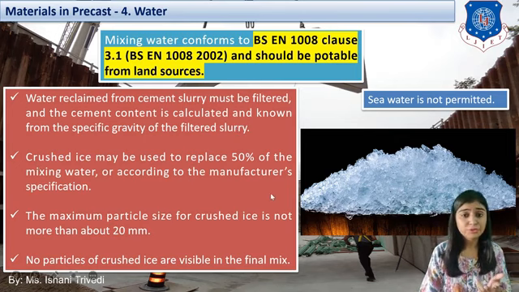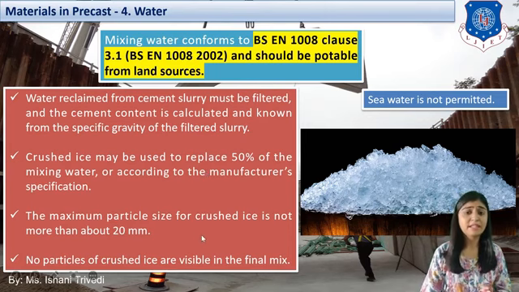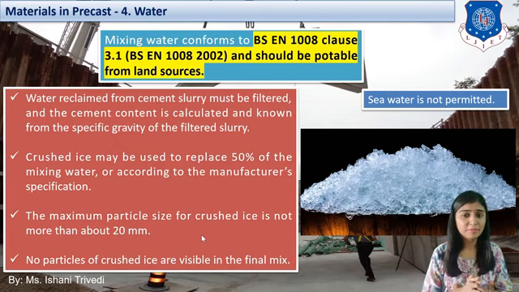You can also use crushed ice. Crushed ice can replace 50% of the mixing water, and this is one of the new options available for you. You can use crushed ice in the place of water. Maximum particle size for crushed ice should not be more than 20 mm, right? And no particles of crushed ice should be visible in the final mix. Otherwise, all the specifications remain the same for water content.